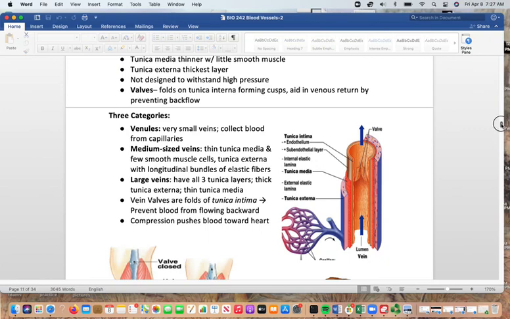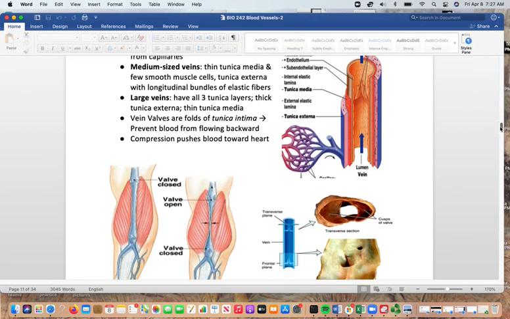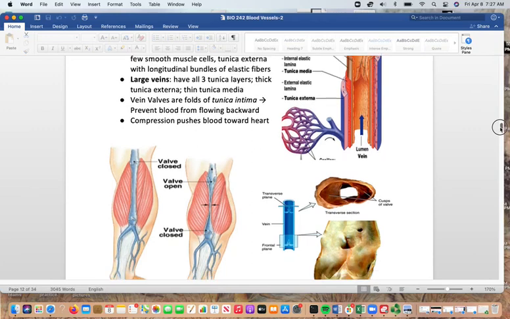So there's 3 categories of veins. The venules are the very small veins that are going to collect the blood from the capillaries. They'll move to medium-sized veins. They're going to have a thin tunica media and a few smooth muscles. The tunica externa is going to have your longitudinal bundles of elastic fibers. And then it will move on to the large veins that have all 3 tunica layers. They have the thicker tunica externa and thinner tunica media. So remember, those valves in there are made up of tunica intima.